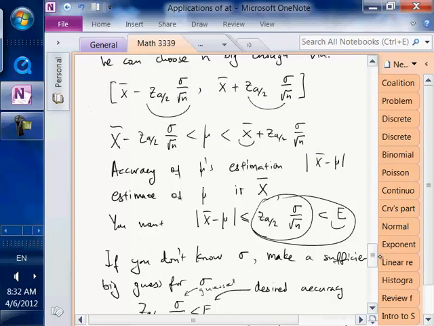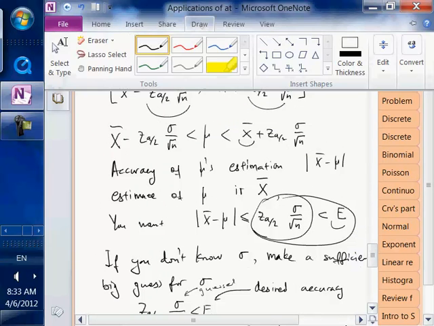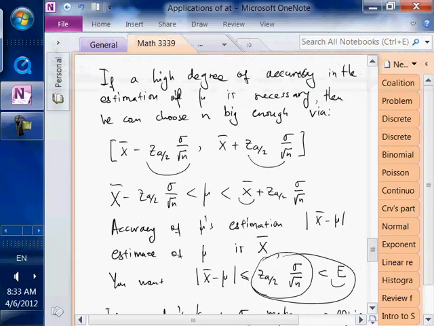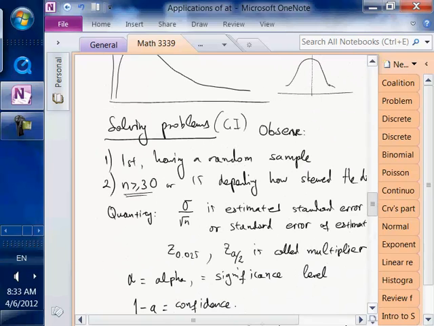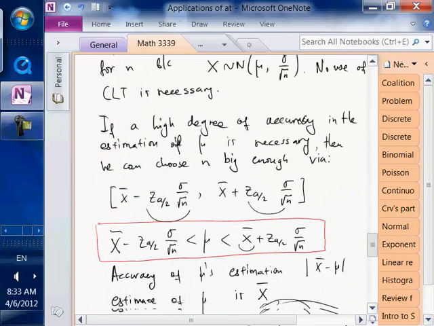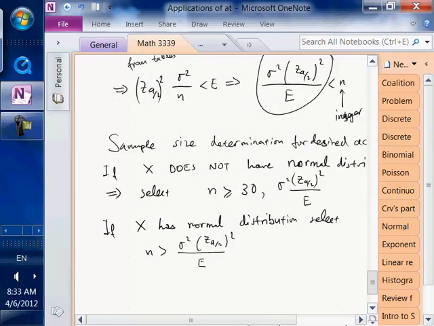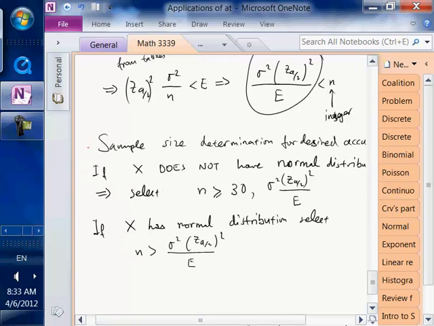Okay, so if we want to get the highlights of what we have done so far, I would actually put them in some boxes. This is our confidence interval. We need a random sample. These are some basic determinations for the sample size. And if we want to achieve a certain level of accuracy for the sample size, then we have to use this.